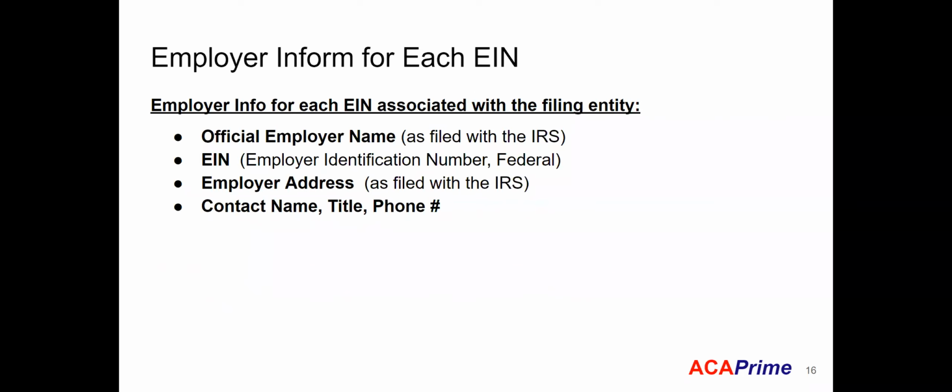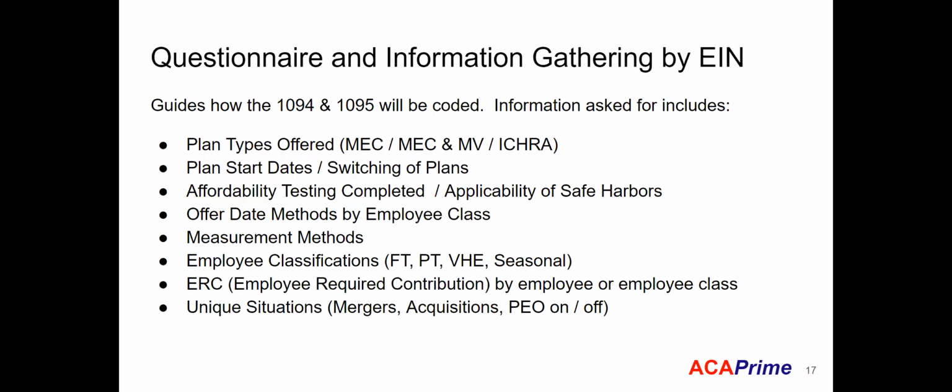Employer information, fairly straightforward here. Employer name, EIN, full EIN, employer address, contact name, title, phone number. The questionnaire and information we need is the various plan types.